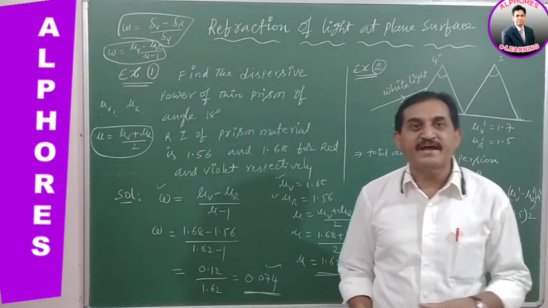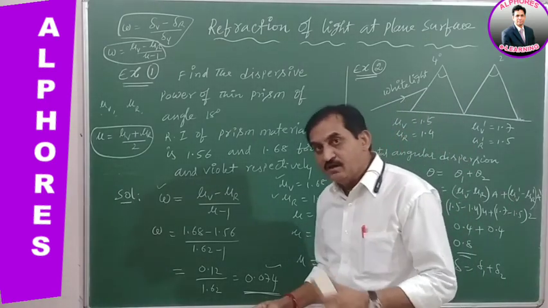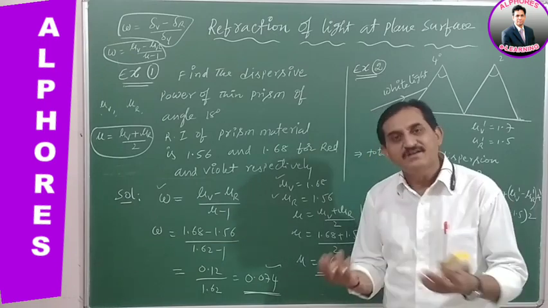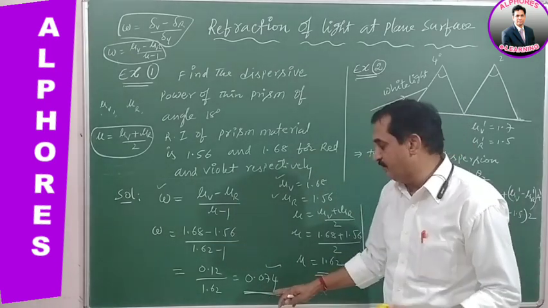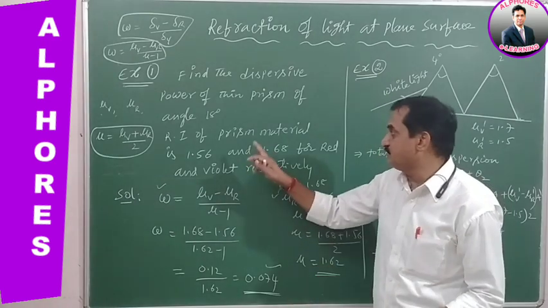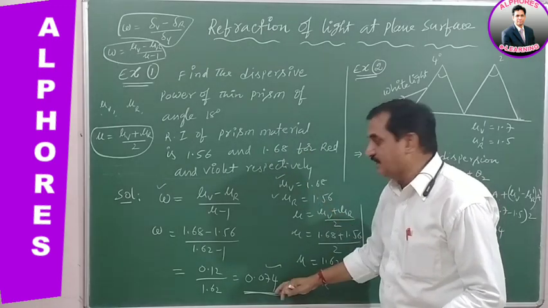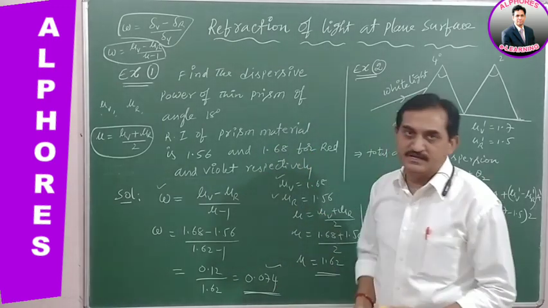But dispersive power has no units, no dimensions. We just get a value that is a decimal, fraction or numerical value. So no units and no dimensions. This is the dispersive power of the material of the prism, calculated for the given data. So this is the final answer.